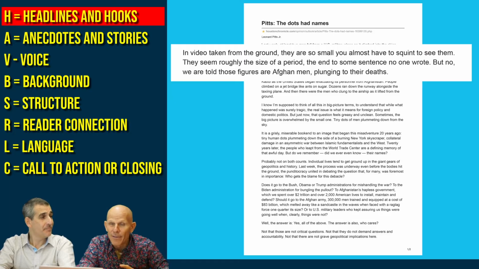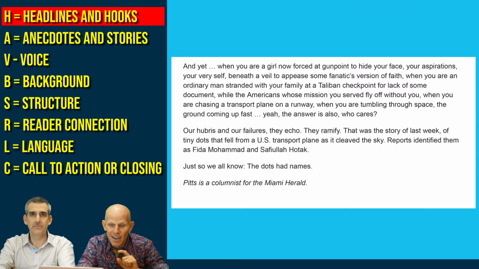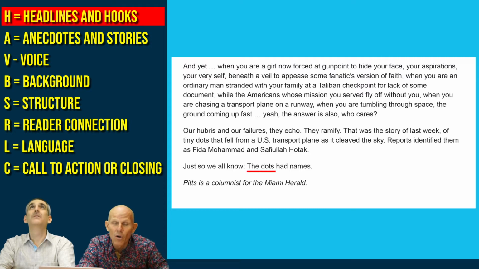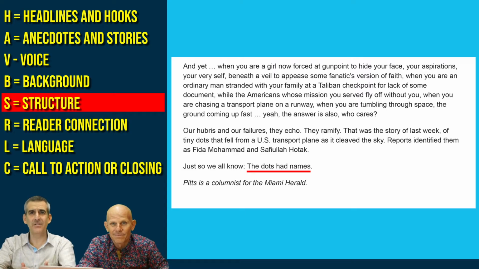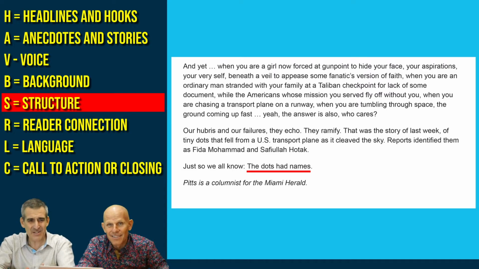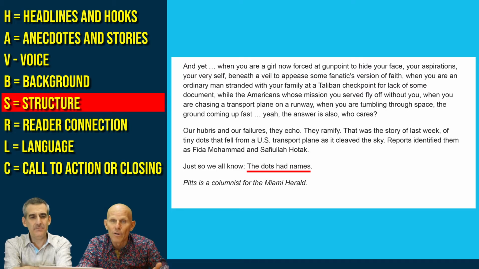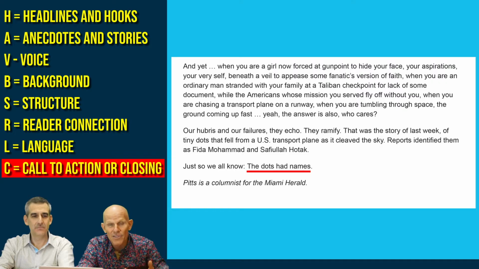One more thing I want to add. If you go to the end of this article, we notice that he says that reports identified them as Muhammad and Salifa Hotak. And then he says, just so we all know, the dots had names. Oh, the circular structure, Giles. Talk about the circular structure and why that's so powerful. I love it. It makes me want to write. This is the C in our mnemonic. I think this is powerful. He's giving us their names, and he's also referring back to the headline, and he's reminding us this is his call to action, and that these are people. These are human beings that were left behind in Afghanistan.